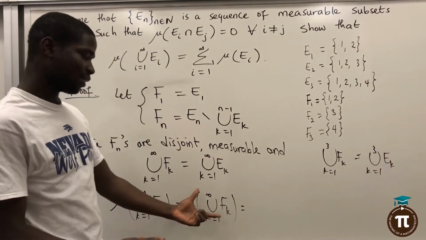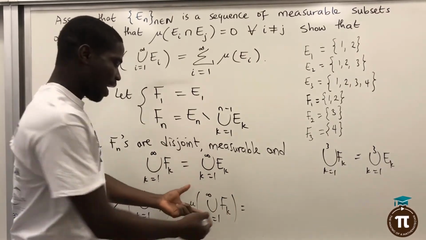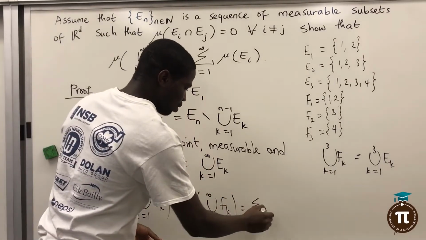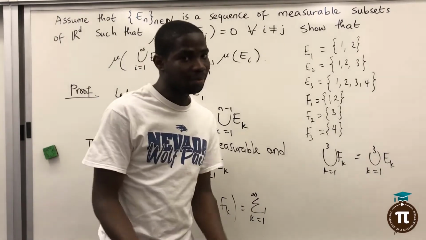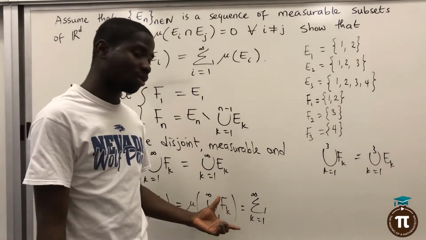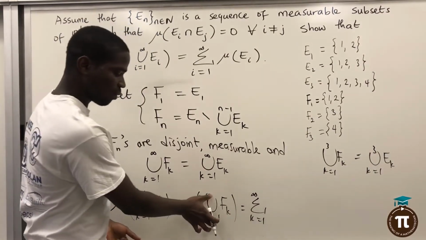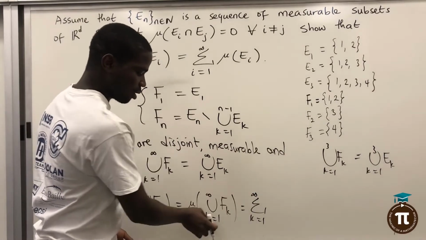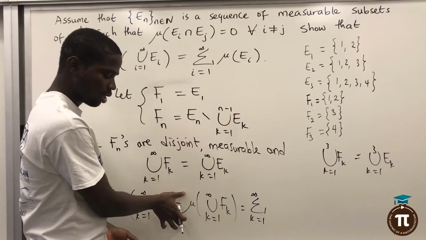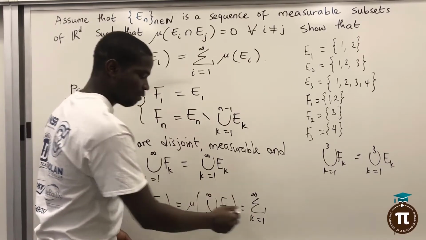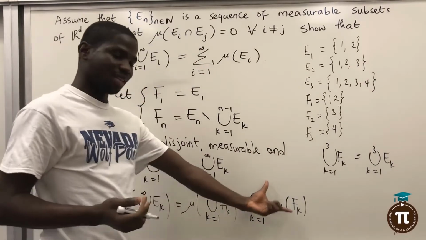By countable additivity, since all the Fk are disjoint, this will be equal to summation of k starting from 1 to infinity. I'm going to drop a link in my description for you to see what we call countable additivity. Like what I have explained before, this union will come out, then you have summation, k starting from 1 to infinity. When this union comes out, it becomes summation, then you have measure of Fk.